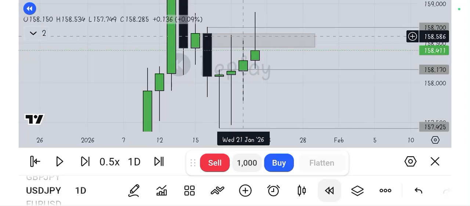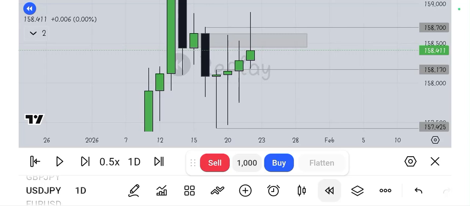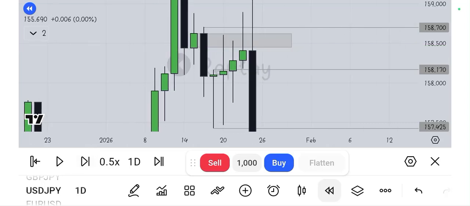So look at how it has closed. It has closed by sweeping this liquidity up here. So I will expect a Friday to sell. And I think you can see very well what has been done.